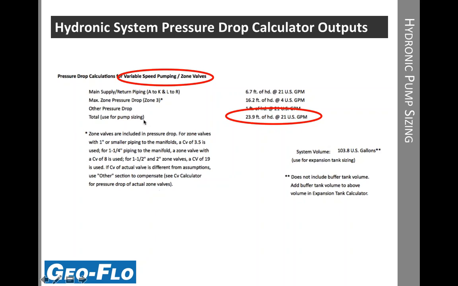And there's some assumptions here based on piping size. So we've picked a zone valve based upon the actual piping size that you chose in the calculator. So you do want to make sure that if you do use a different valve CV than the assumption, you'll want to adjust for that in the additional pressure drop section. In this case, we'll assume everything is as selected. So we'll use this number, 21 gallons per minute at 23.9 foot of head, to size our variable speed central pump.